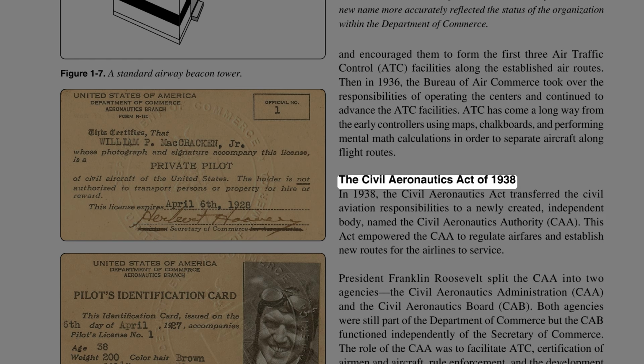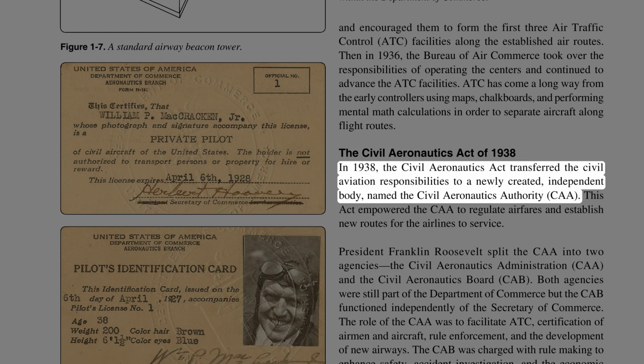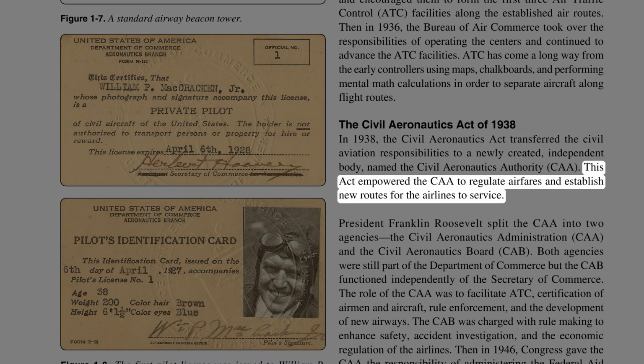The Civil Aeronautics Act of 1938. In 1938, the Civil Aeronautics Act transferred the civil aviation responsibilities to a newly created, independent body, named the Civil Aeronautics Authority (CAA). This act empowered the CAA to regulate airfares and establish new routes for the airlines to service.